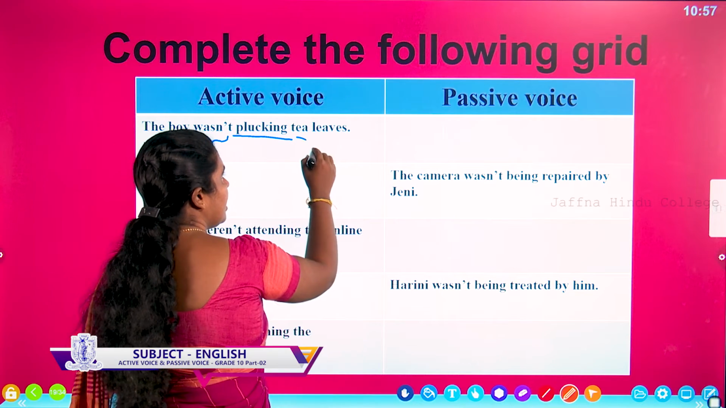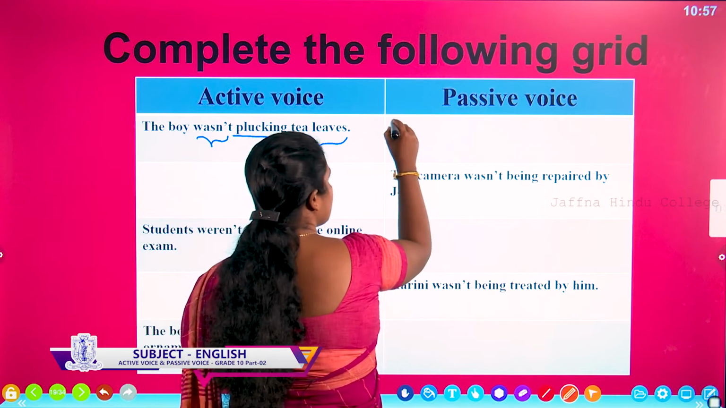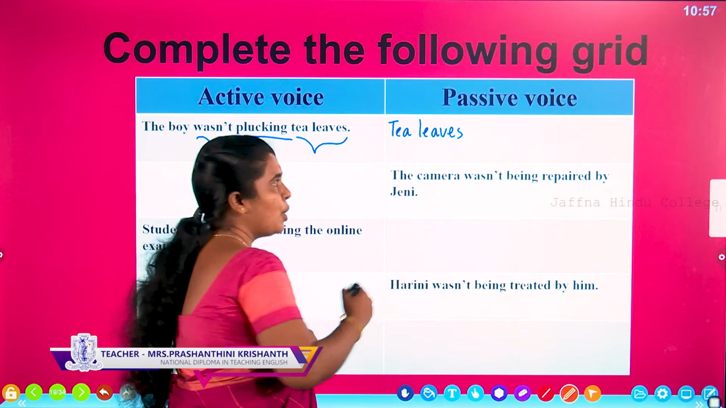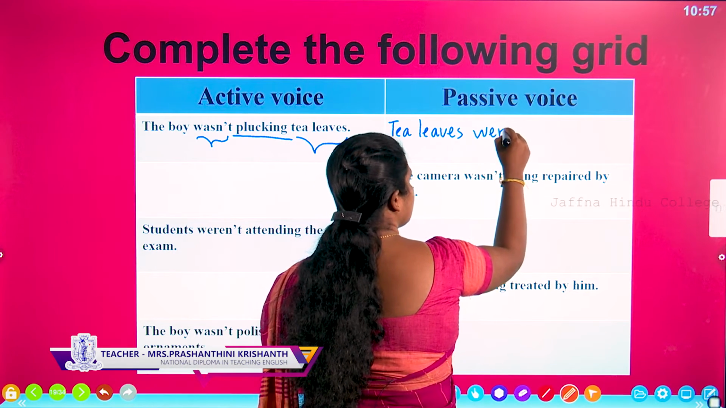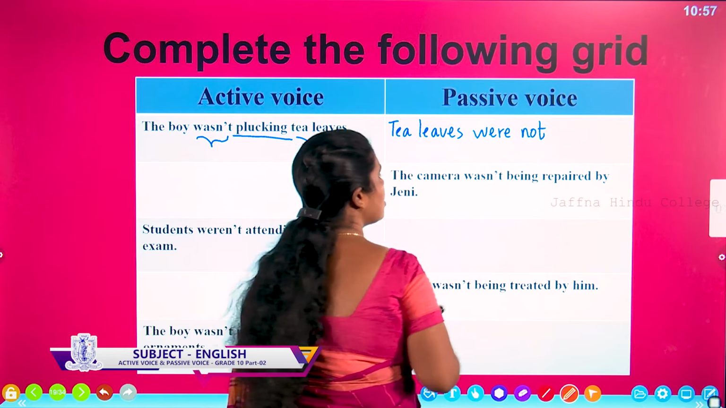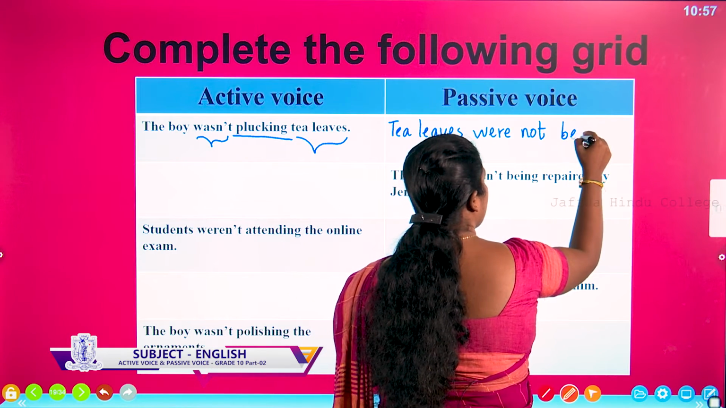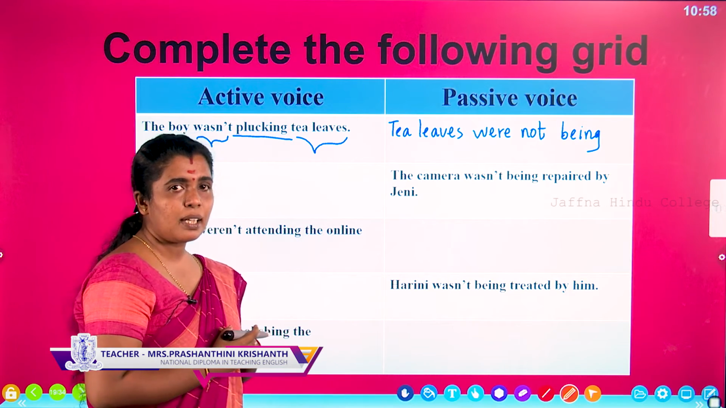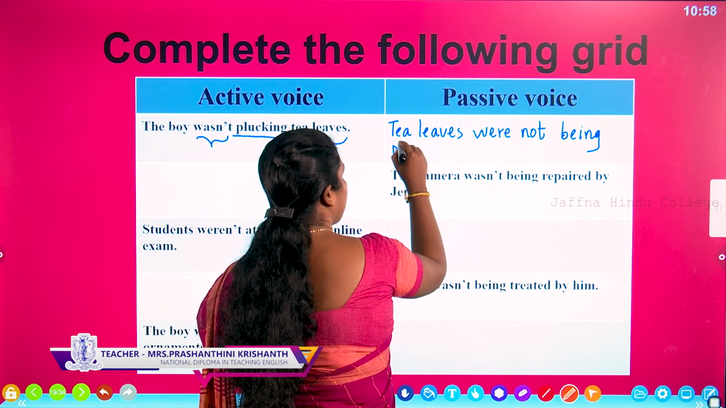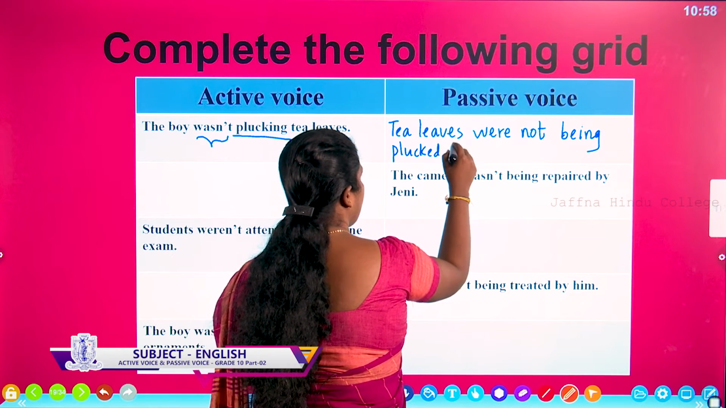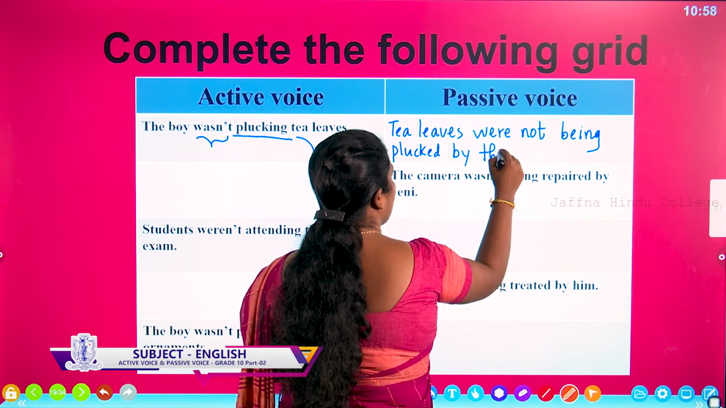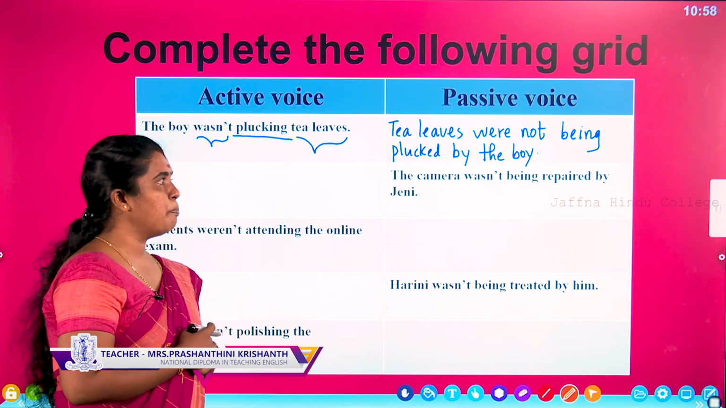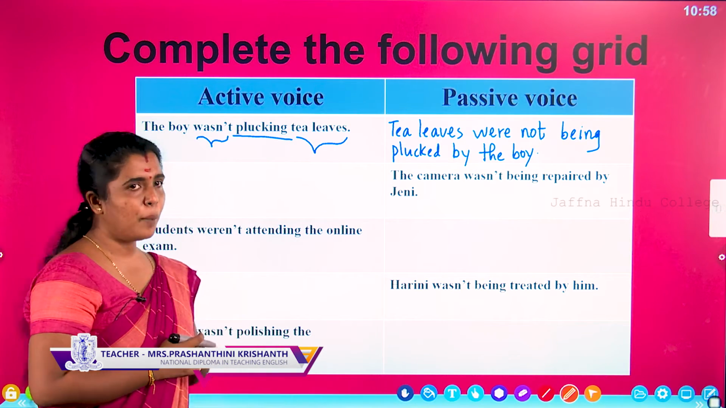Now take the object here, tea leaves, right? So tea leaves, you know, the helping verb were. This is negative, were not, being, past participle of the main verb, pluck, plucked, being plucked by the doer, by the boy. Okay, tea leaves were not being plucked by the boy.